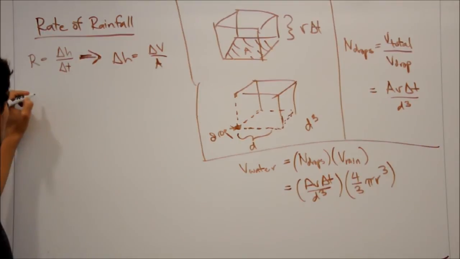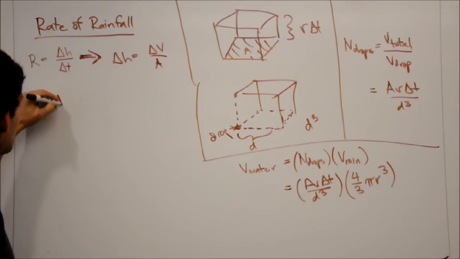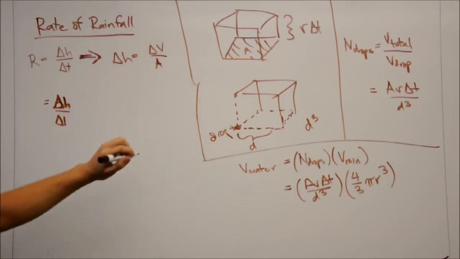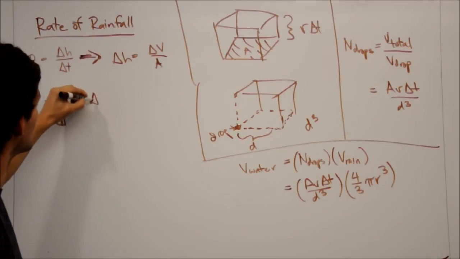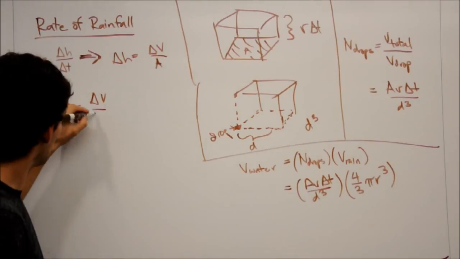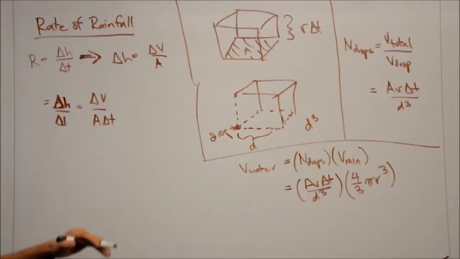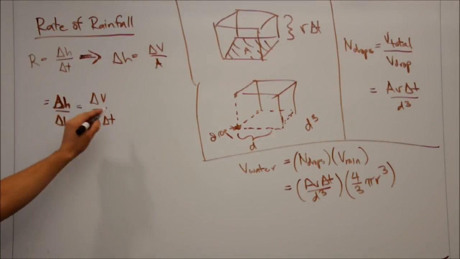So remembering that if r equals delta H over delta T, we can use that equation to get r is actually equal to delta V over A delta T. And now we can use this. This V water is exactly the same as this delta V right here.